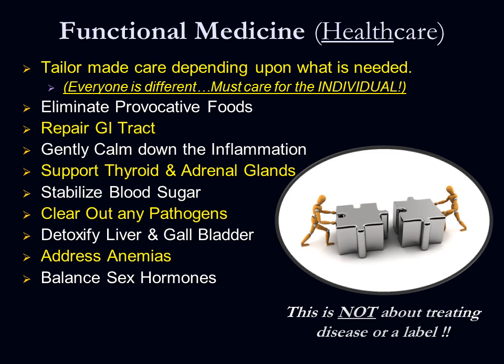What's going on with blood sugar and pancreas? What's going on with adrenals and thyroid? Get rid of any pathogens. What's going on with the liver and the gallbladder? And then look at the whole body. Look at the nervous system as well.